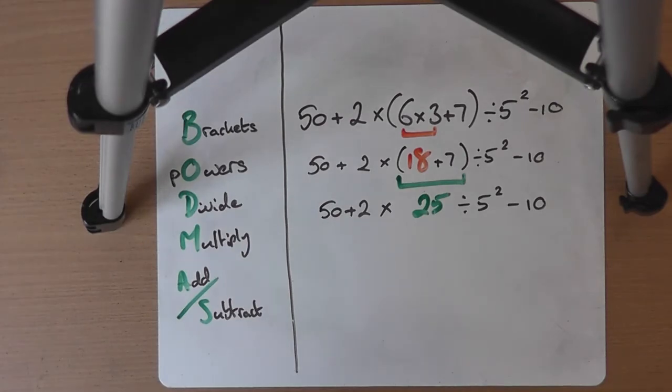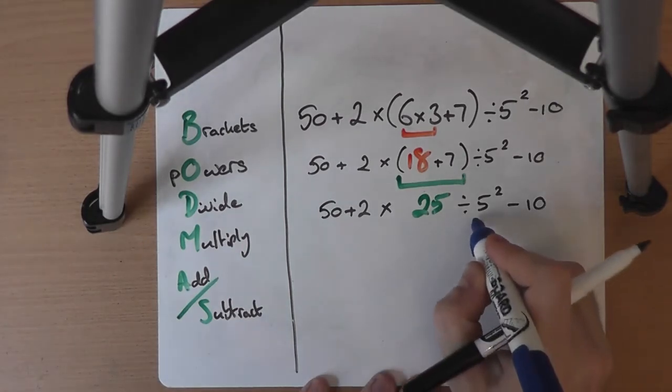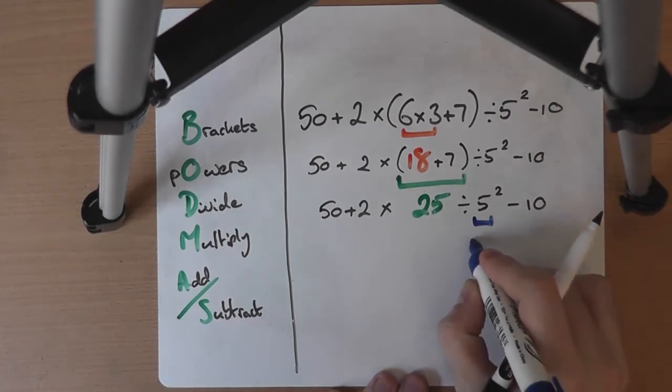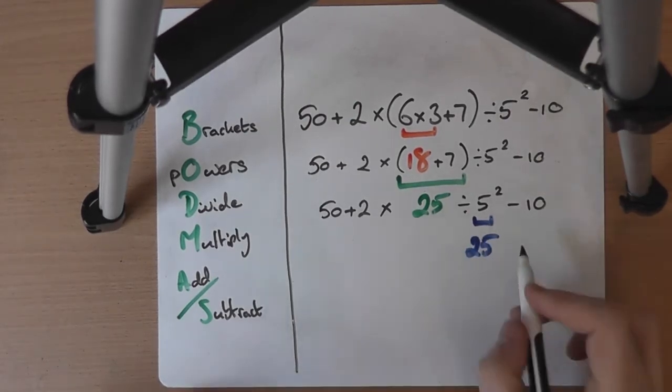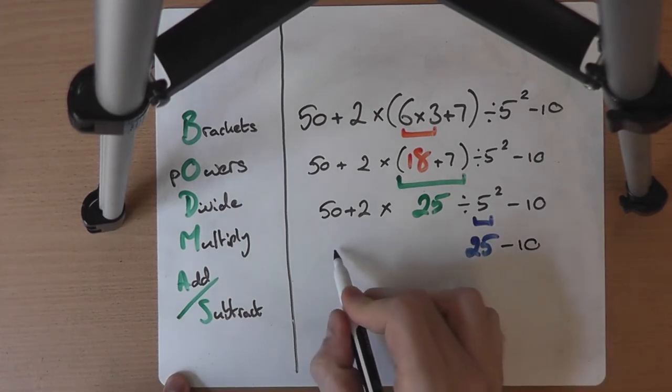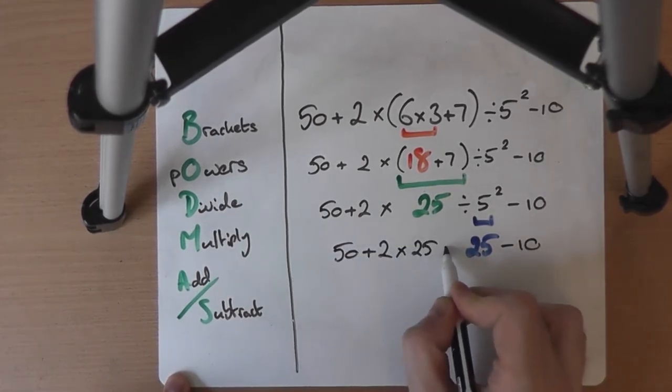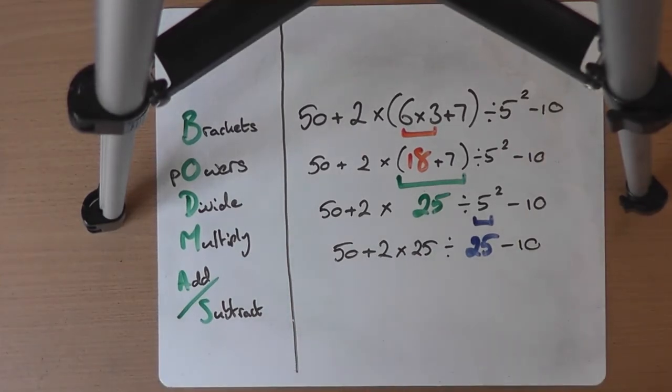Powers are next. There are some powers in here, and the powers are this 5 squared here. So 5 squared gives us 5 times 5 is 25. The minus 10 afterwards, and all that stuff in front, the 50 plus the 2 times the 25 divided beforehand, all carry down onto this next line. Granted, this is starting to look quite complicated, but because we're following the order of stuff, we just are checking for symbols. So we've done brackets, we've done powers.